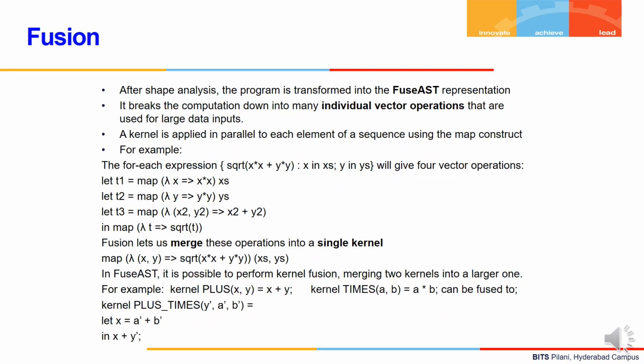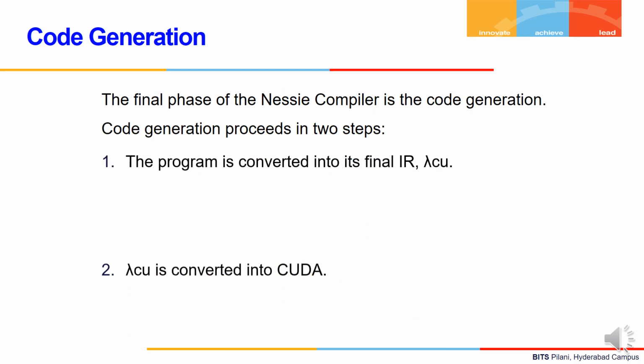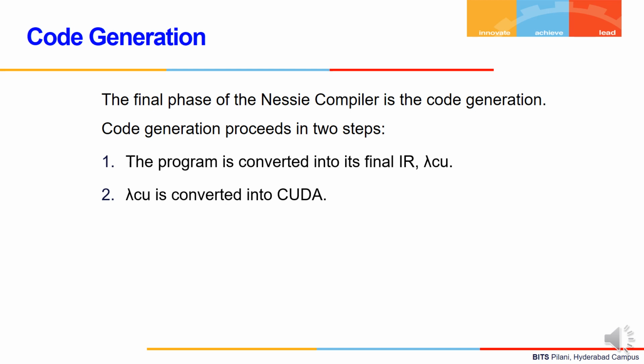Fusion. This is the last step of the optimization phase of the Nessie compiler. Code generation. The last phase of the compiler is code generation. This phase is not yet fully implemented.